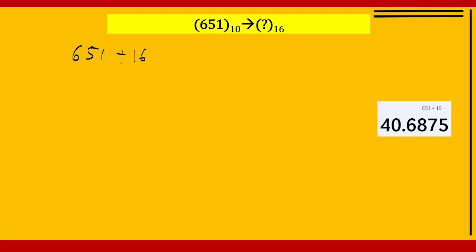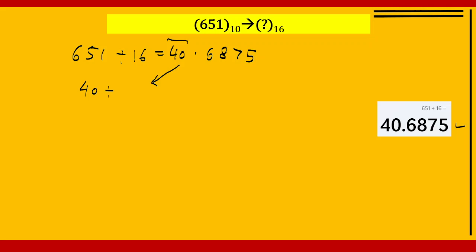Now we have the number 651 and we want to convert it into target base hexa, that is 16. We will use the calculator for this purpose. So 651 divided by 16 will give me 40.6875. My quotient is made up of a whole number part as well as a fraction part. Now I will continue dividing till the whole number part of the quotient becomes 0.